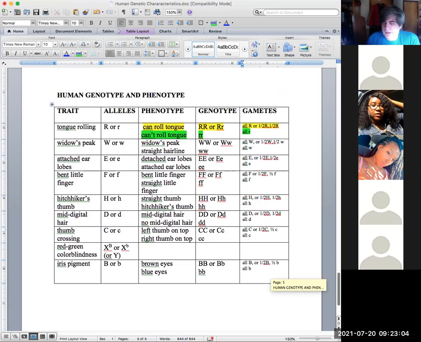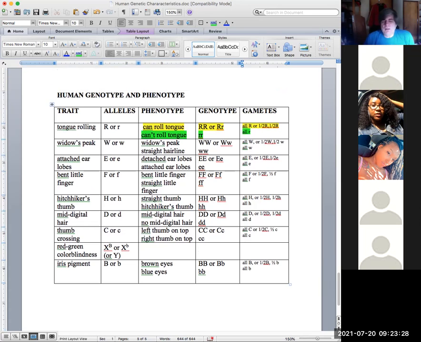Now, notice for all the characteristics we've talked about so far, we haven't really cared whether you're a male or a female. It doesn't really make any difference. If we look at whether your earlobes are attached or detached, men aren't more likely to have attached or detached earlobes than women are. There's no difference between the genders.